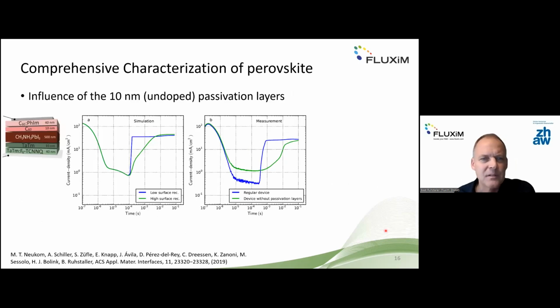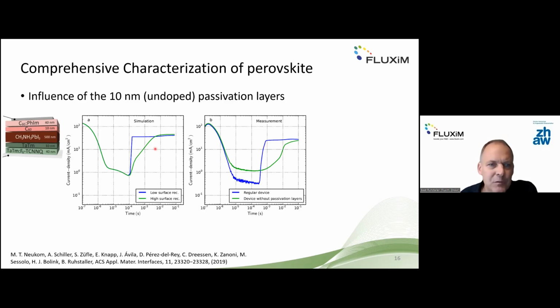But sometimes it's also interesting to compare two different cells. In one cell, the passivation layer was omitted in order to actually control the recombination at the surface of the perovskite film. So in the measurement, we see the regular solar cell that gives, after some delay time, a quick rise of the current. This is a response to a voltage step.